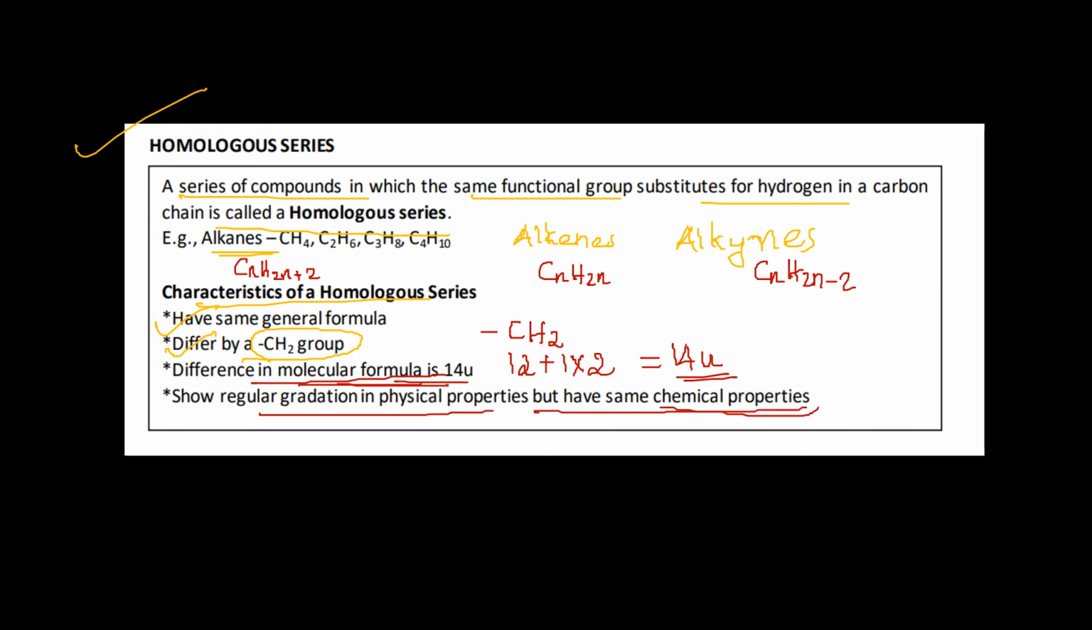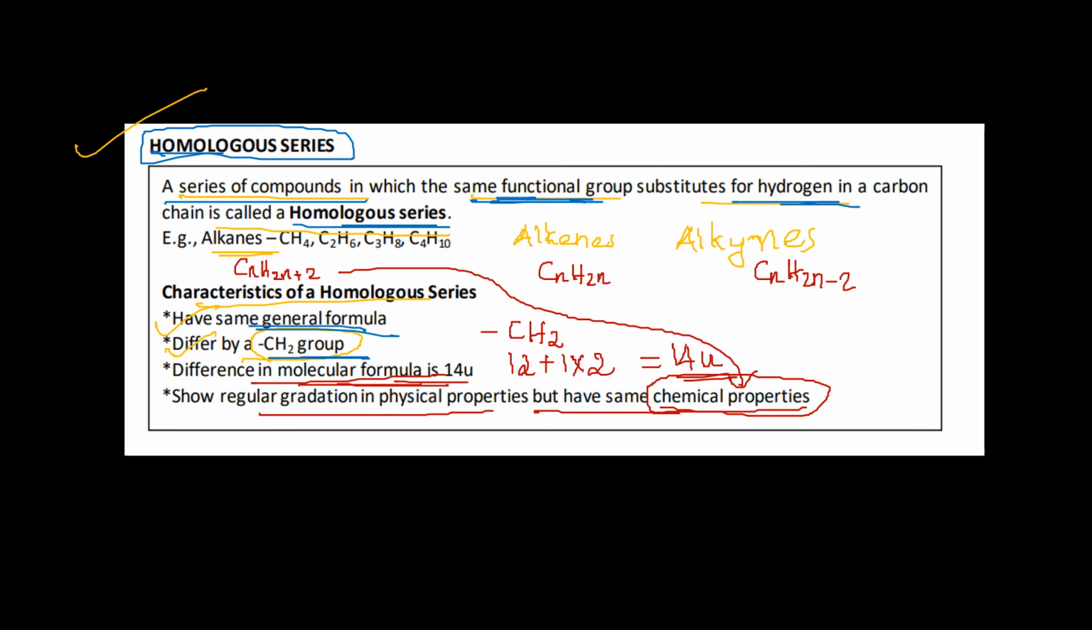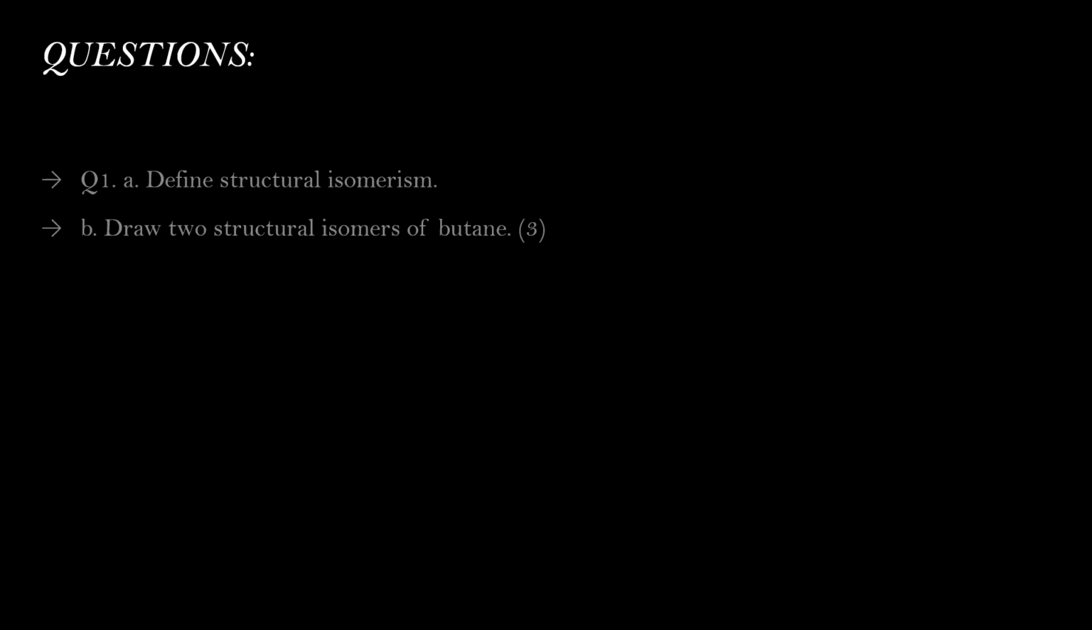They have the same chemical properties. Why? Because their functional group is the same. So they have the same chemical properties but different physical properties. Very important. You have to study hard. Homologous series, very important. A series of compounds in which the same functional group substitutes for hydrogen is called a homologous series. They have the same general formula, differ by a CH2 group, and the molecular formula differs by 14 unified mass. They have the same chemical properties and different physical properties.